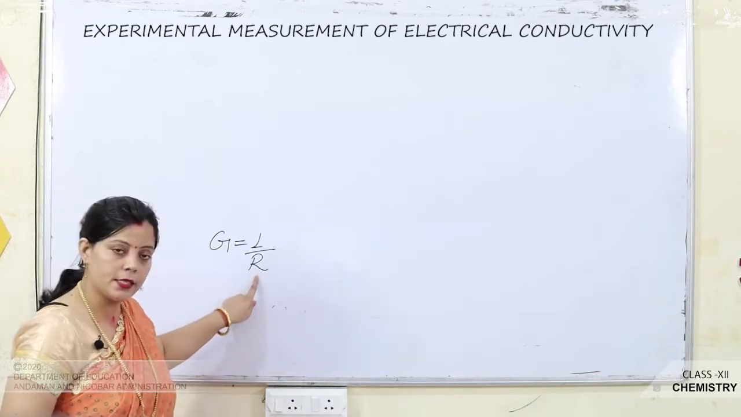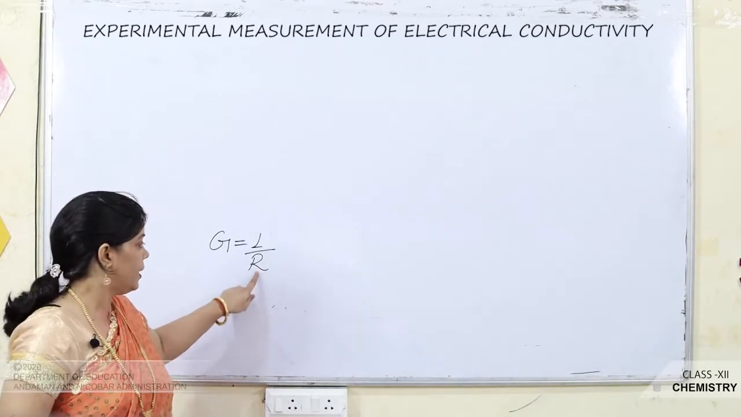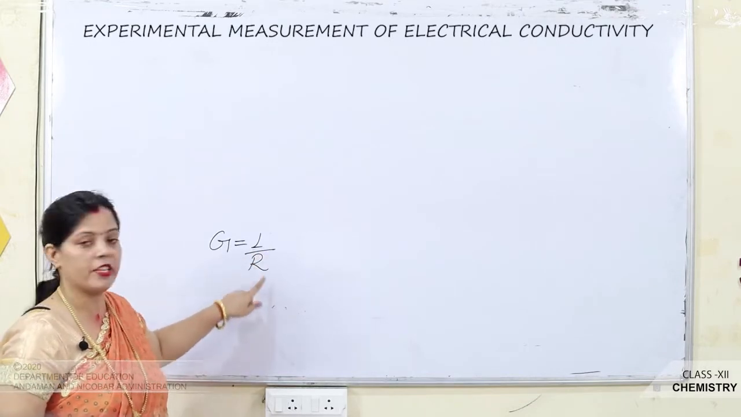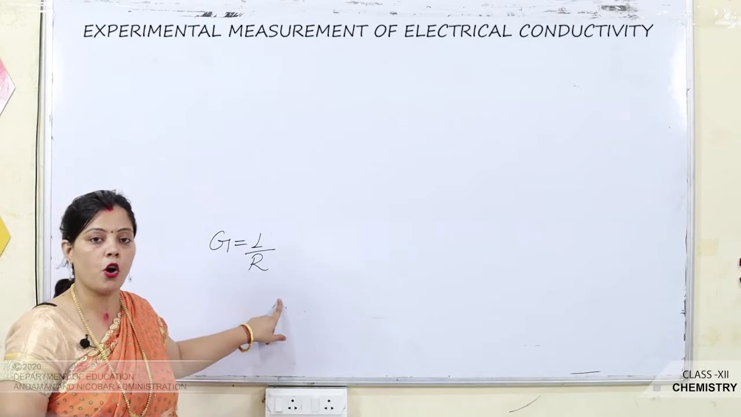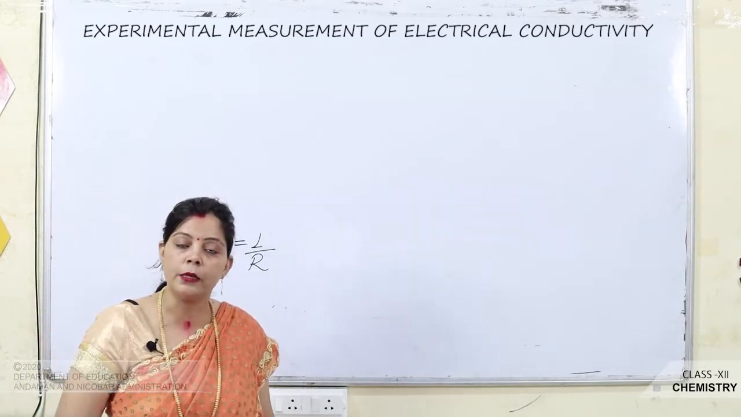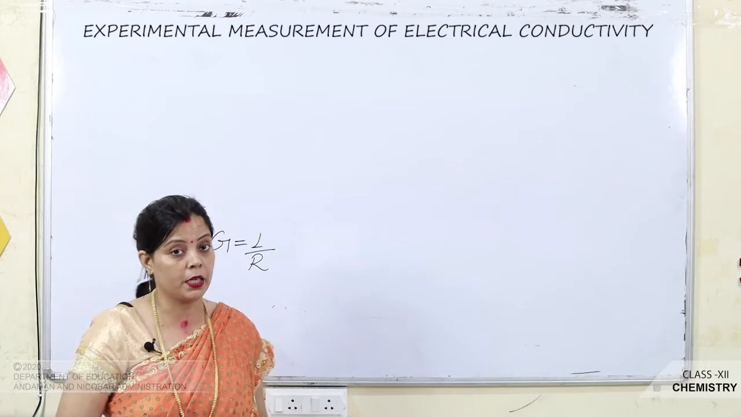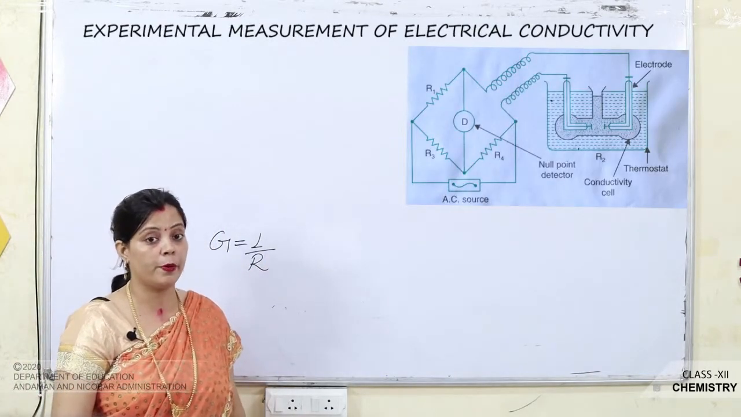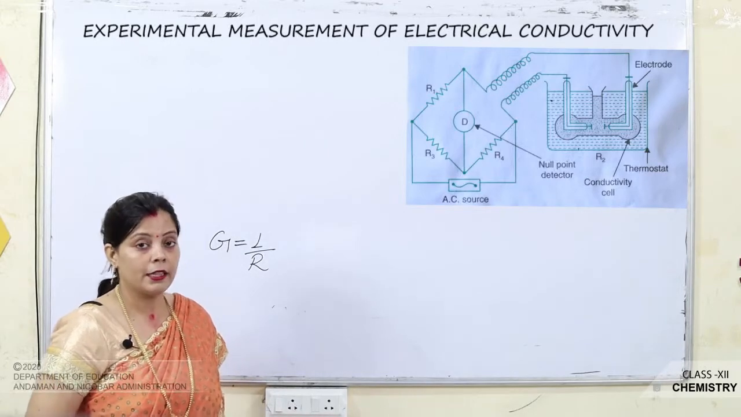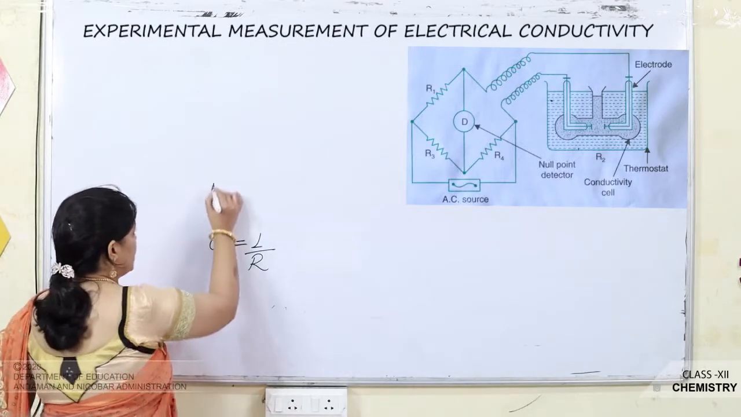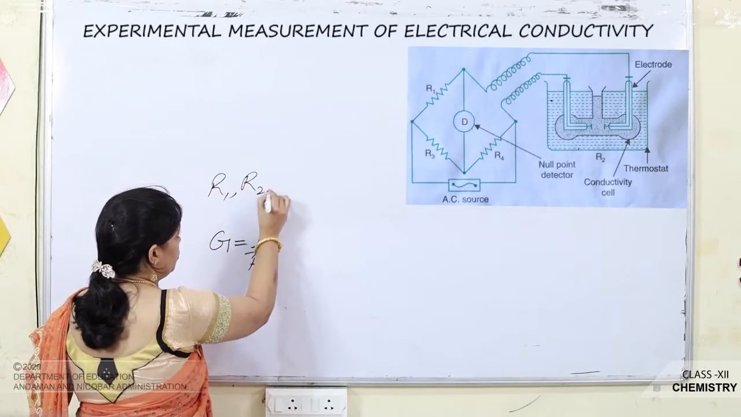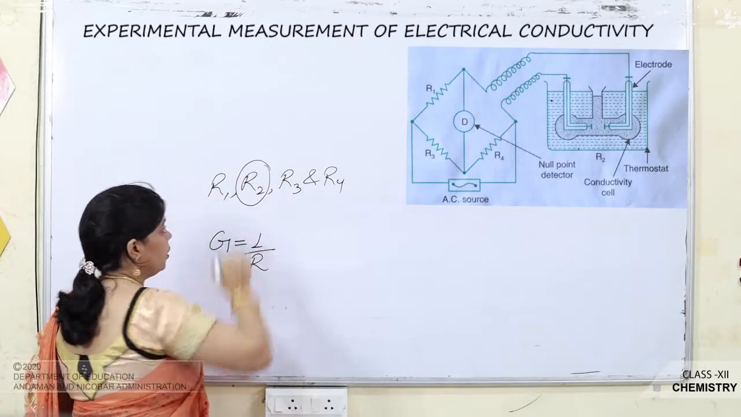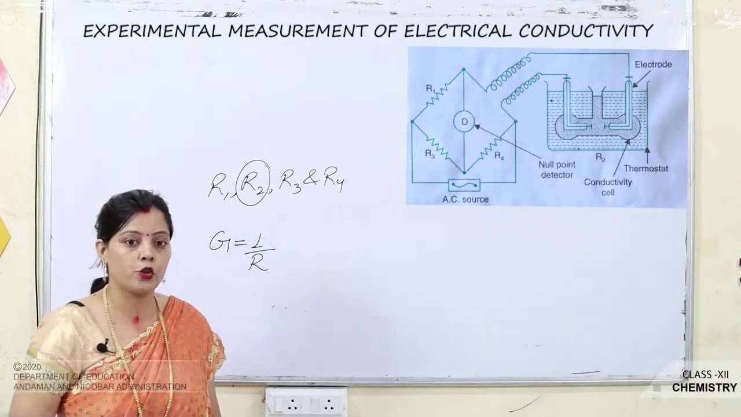Therefore, if the resistance of the solution is known, then its conductance can be easily calculated by its reciprocal value. So, the resistance of the electrolytic solution is measured by the Wheatstone bridge method. Students, you can see here the arrangement of the Wheatstone bridge method, and in this there are 4 resistances involved, that is R1, R2, R3 and R4. Here R2 is the resistance of the electrolytic solution.